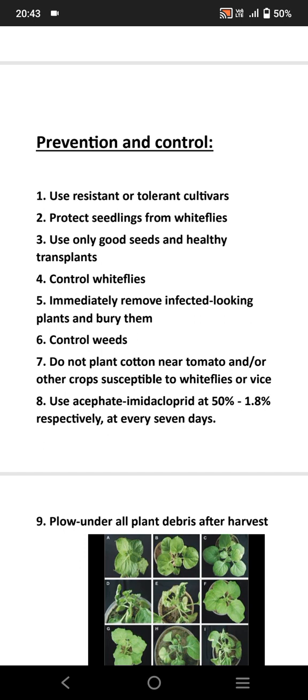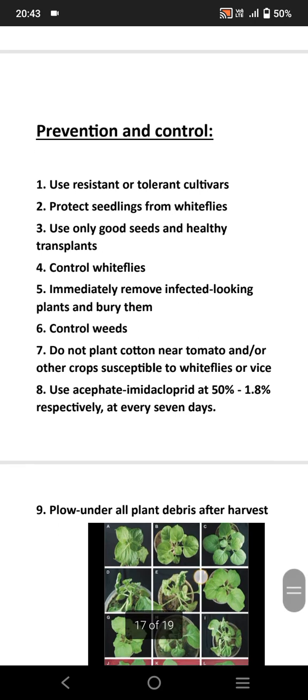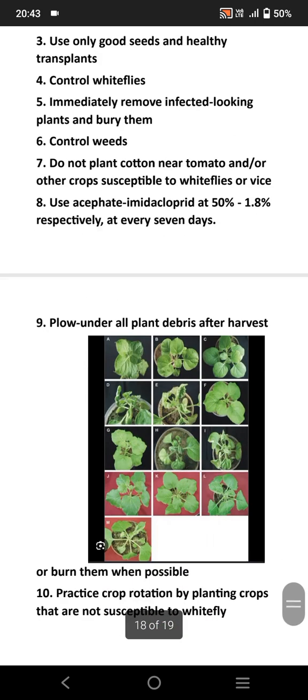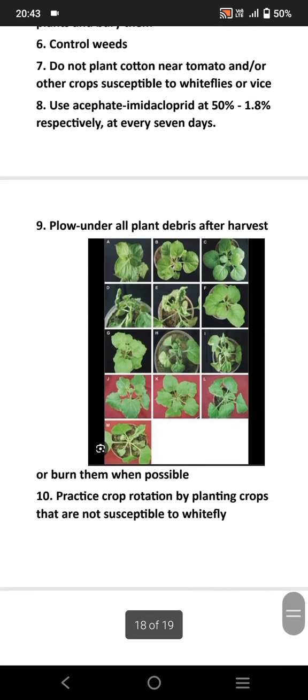Number 7. Do not plant cotton near tomato and other crops susceptible to whiteflies or lice. Number 8. Use acephate and imidacloprid at 50% and 1.8% respectively every 7 days. Number 9. Plow under all plant debris after harvest or burn them when possible. And number 10 is practice crop rotation by planting crops that are not susceptible to whitefly.